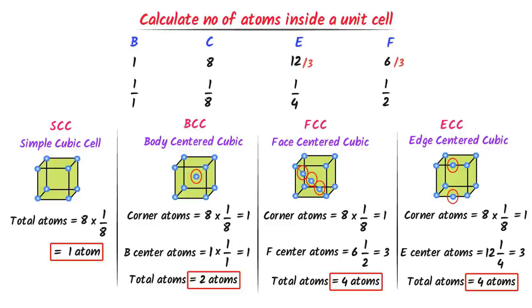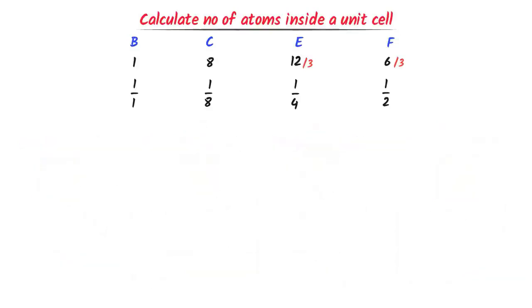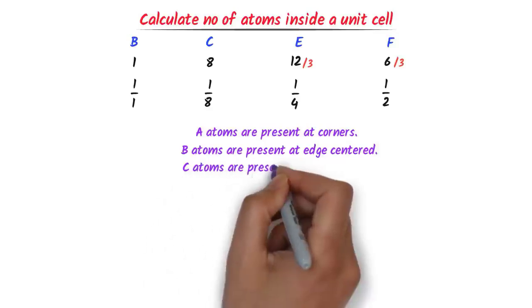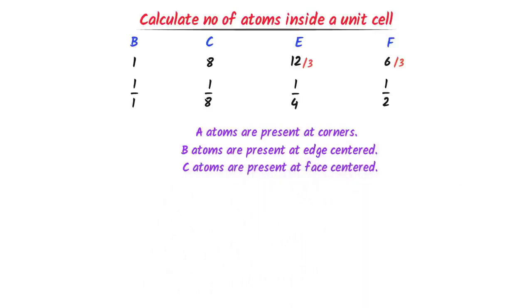Now let me teach you that using this trick, we can easily calculate the formula of any unit cell. For example, A atoms are present at corners, B atoms are present at edge centers, and C atoms are present at face centers. Find the formula of the unit cell. We know that A atoms are present at corners, so number of A atoms is equal to, there are 8 corners in a cubic cell and the contribution of each atom at a corner is 1 by 8.